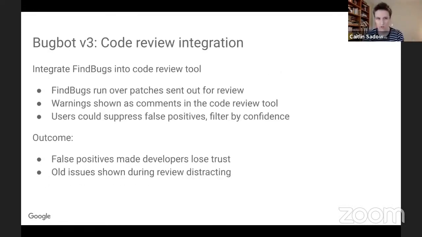So the third integration was in code review, just like Tricorder eventually did. BugBot was finding bugs over patches sent for review, and warnings were shown as comments. And this is in the previous code review tool before Critique. However, users could suppress false positives and users could filter by confidence. The fact that there were false positives at all really made developers lose trust in the whole tool. And also old issues, so issues that had previously been in the code but that were surfaced during the review, were distracting.